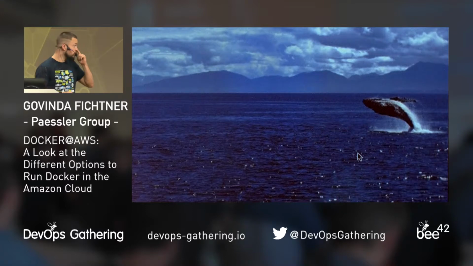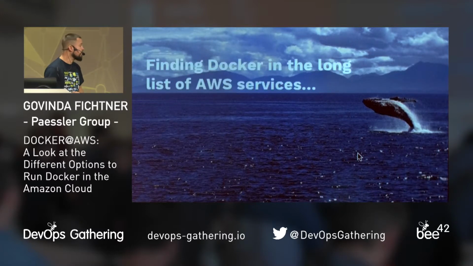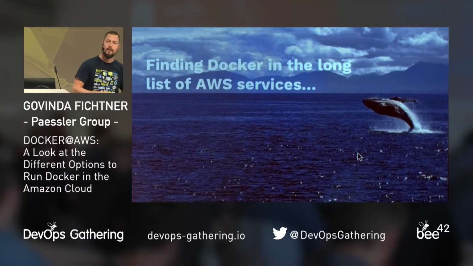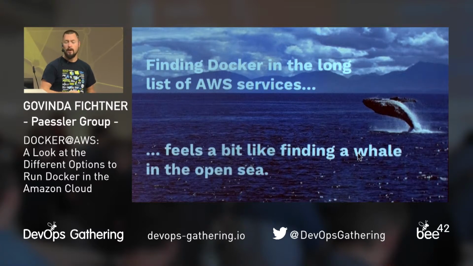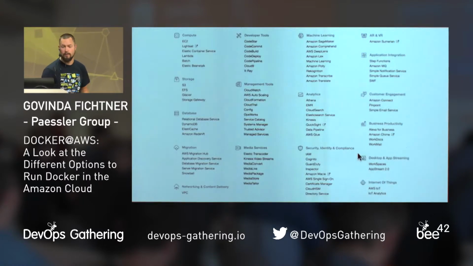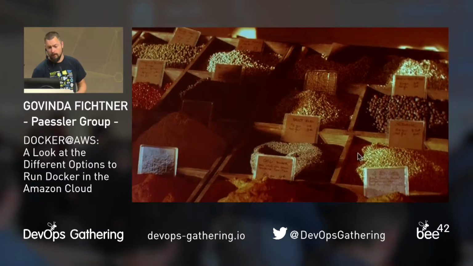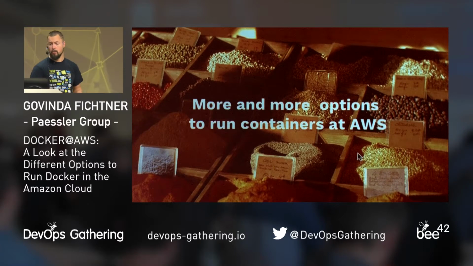Well, when it comes to Docker, it's kind of difficult to see where Docker is in the huge list of AWS services. It's a bit like finding a whale in the sea. You have so many different services, but it's not really apparent what Docker is here. And that's why we have this talk. I'm going to look with you at the different options which we have here. And they are more and more.